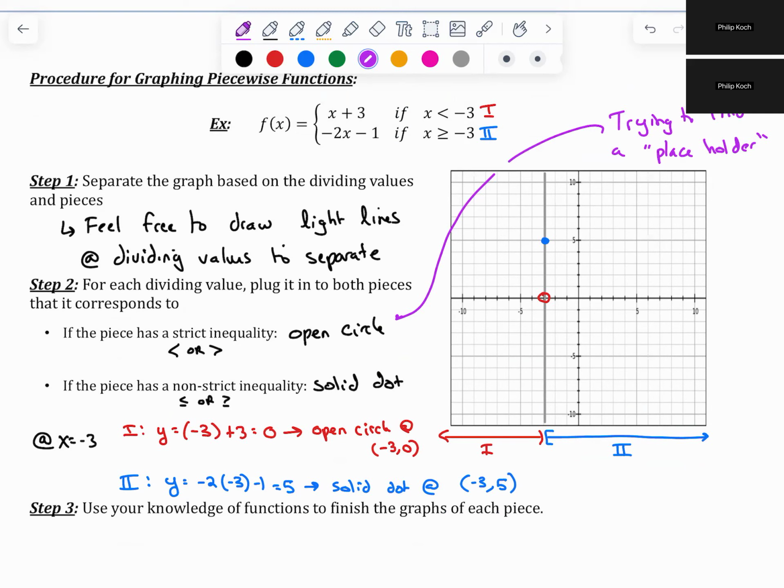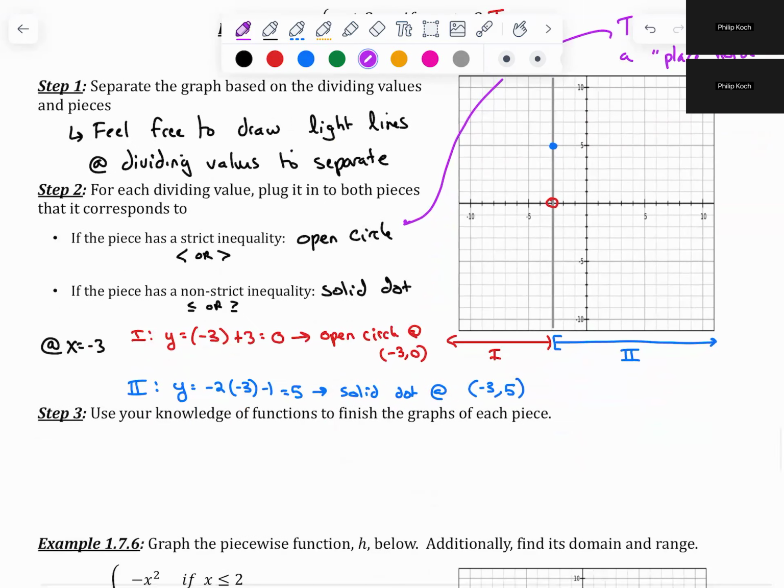That's why we plug it into both of them, because we need to know where function piece 1 is going to stop. And it's going to stop at negative 3. So if I plug in negative 3 into it, that's going to tell me what the value would be, but it's not there. So it's an open circle. Does that make sense? It's an important little step. Open circles if it's strict, solid dot if it's not.